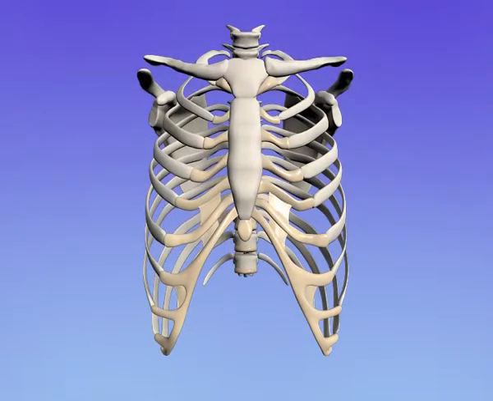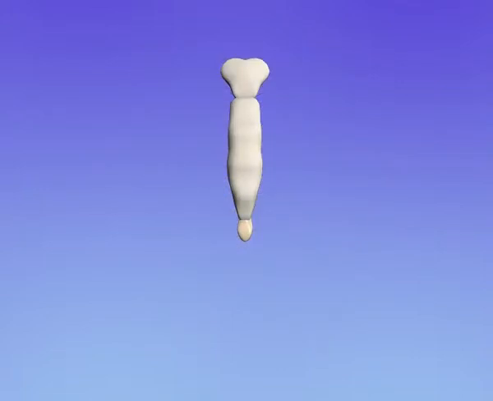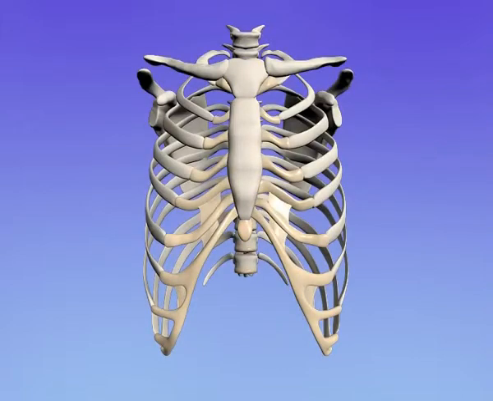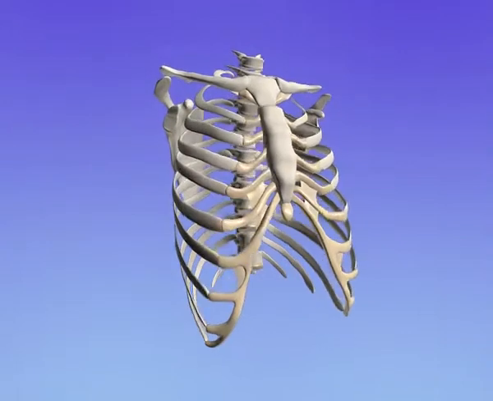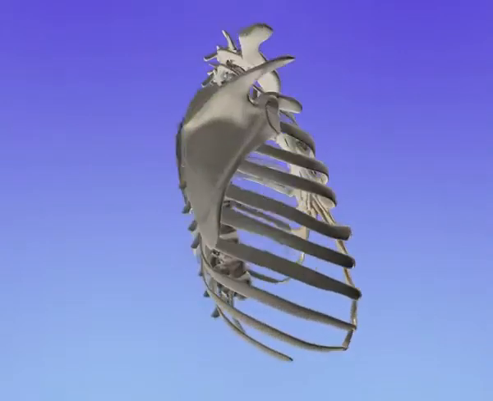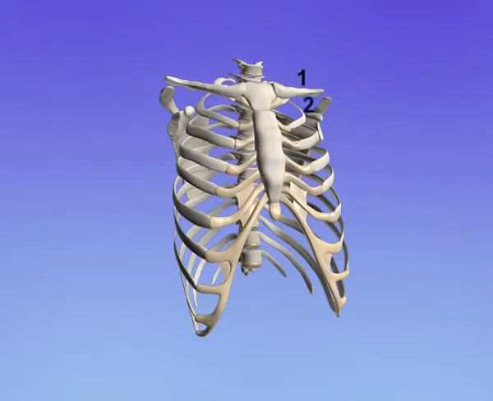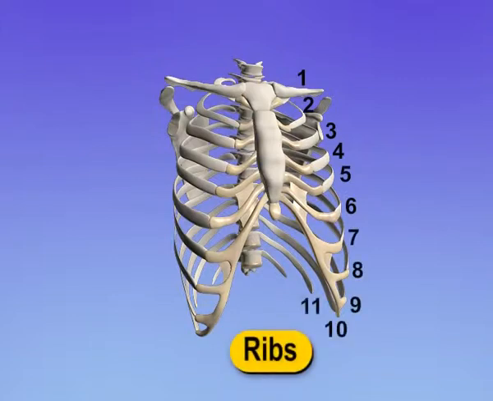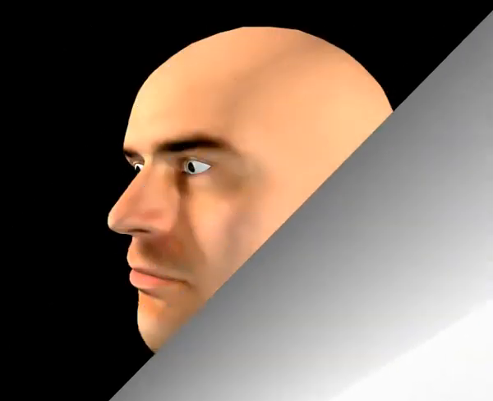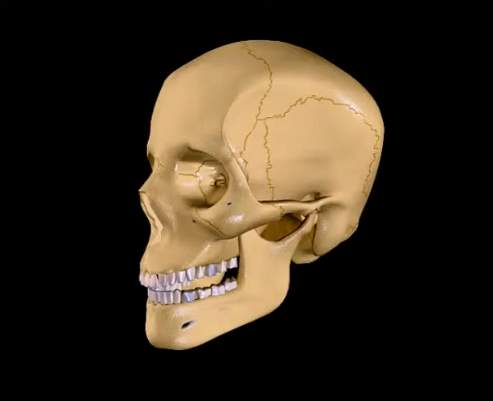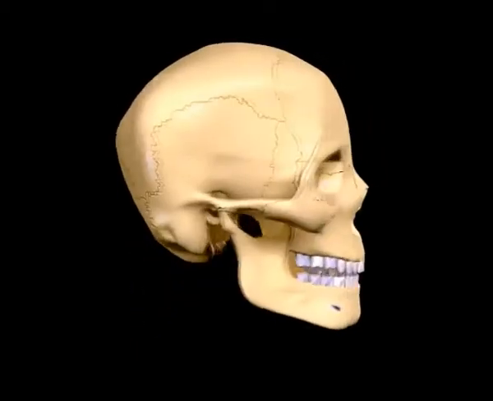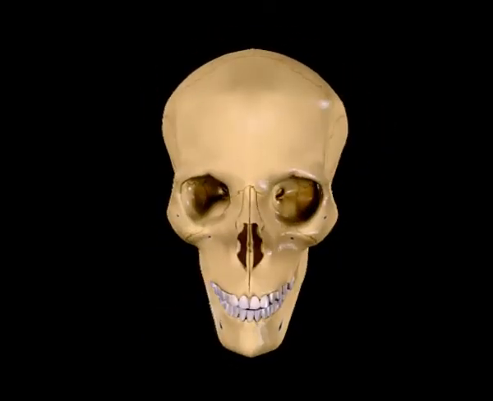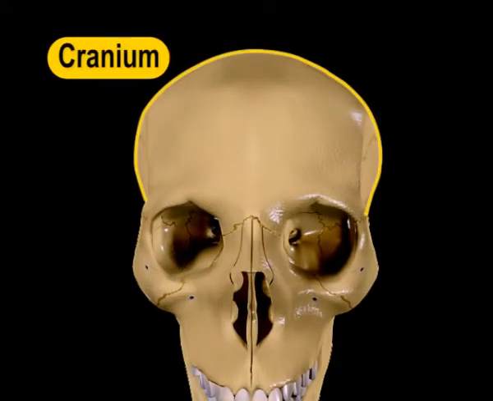All vertebrates have a skeleton of either bone or cartilage. The skeleton provides strength and rigidity to the body and is an attachment site for muscles. The vertebrae in the middle region of the trunk give rise to pairs of ribs which surround and protect the internal organs. A cartilaginous or bony case encloses the brain. This bony protective structure is called the cranium.